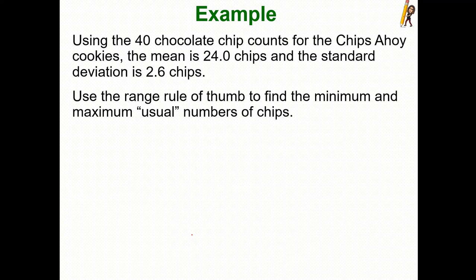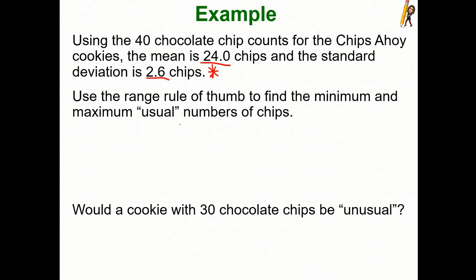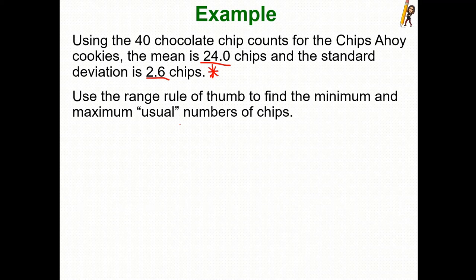It says, using the 40 chocolate chip counts for Chips Ahoy cookies, the mean is 24 chips and the standard deviation is 2.6. Where this data actually came from was, about 4 or 5 years ago, I brought in some Chips Ahoy cookie packages, and by going through and breaking up all the cookies we found what our mean and standard deviation was for a given random Chips Ahoy cookie. The mean was 24 chocolate chips and the standard deviation was 2.6. So the question is, using the range rule of thumb, find the min and max usual numbers of chips, and then it asks us, is a cookie with 30 chocolate chips unusual or usual?